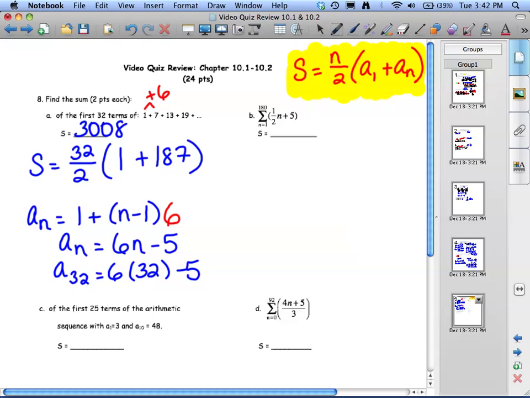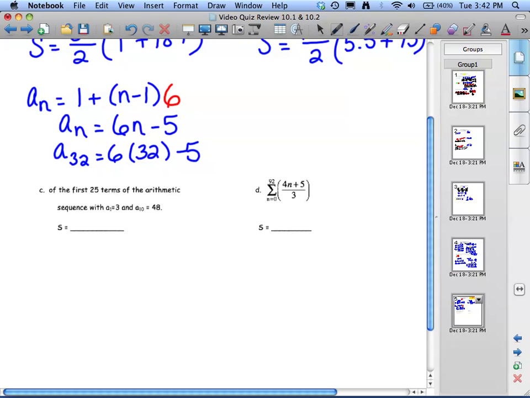Again, this is arithmetic. I'm going to use my formula. I'm doing the first to the 180th term. So there'll be 180 terms. The first term is 5.5. Plugging in 1 into the equation, I get 5.5. The last term, the 180th term, is 95. Get out your calculator. This is a calculator quiz, and we get 9,045. These are each 2 points because there are different parts you have to find.